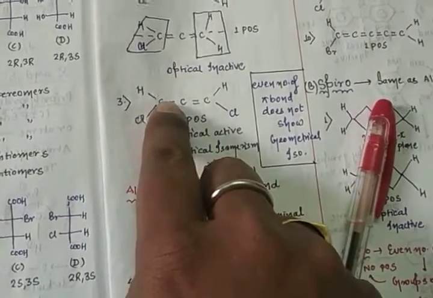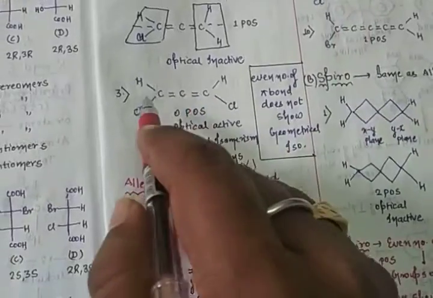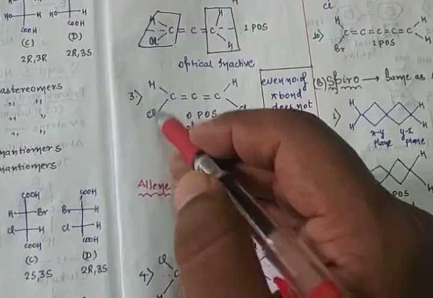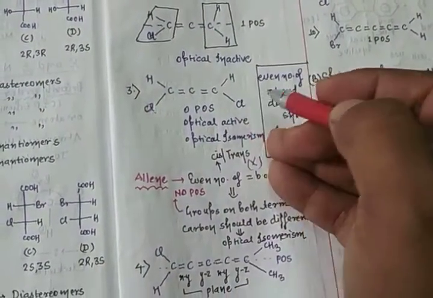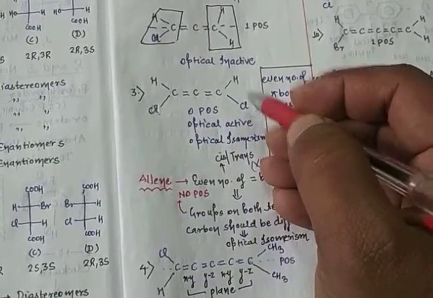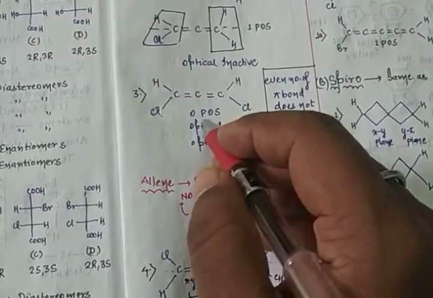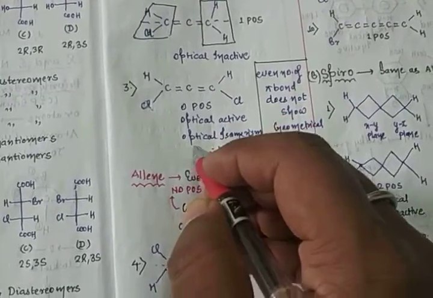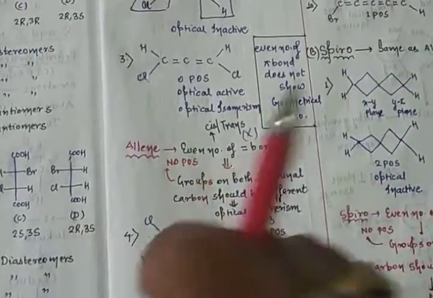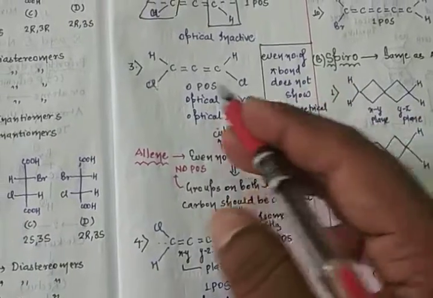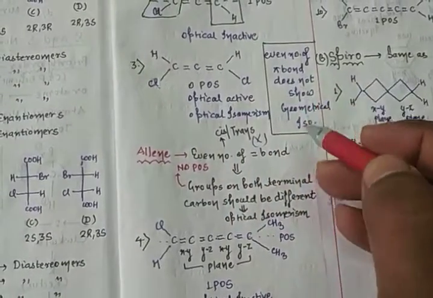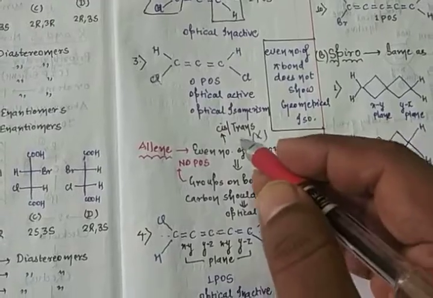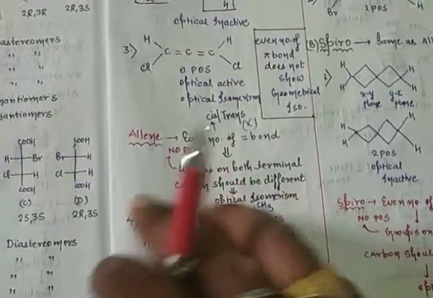Now again this is the xy plane, this is the yz plane. So you cut from that side, again hydrogen and chlorine are different. You cut from that side, again hydrogen and chlorine are different. It means no plane of symmetry, zero planes of symmetry. The compound is 100% optically active, it means optical isomerism. Clear? And that type of compound definitely does not show geometrical isomerism either. No cis-trans.